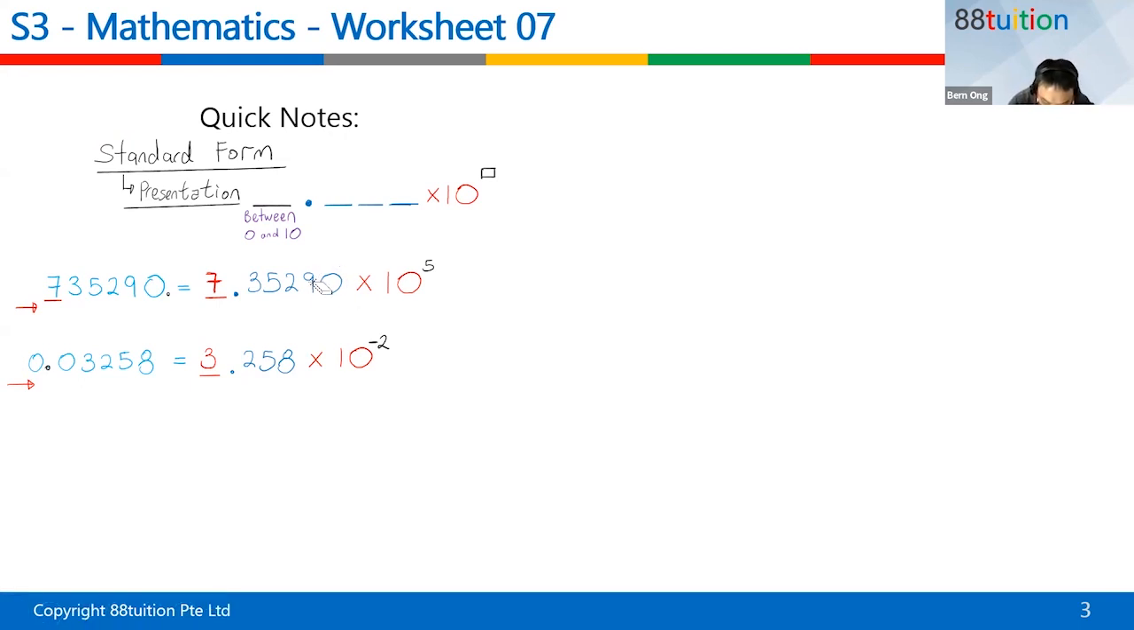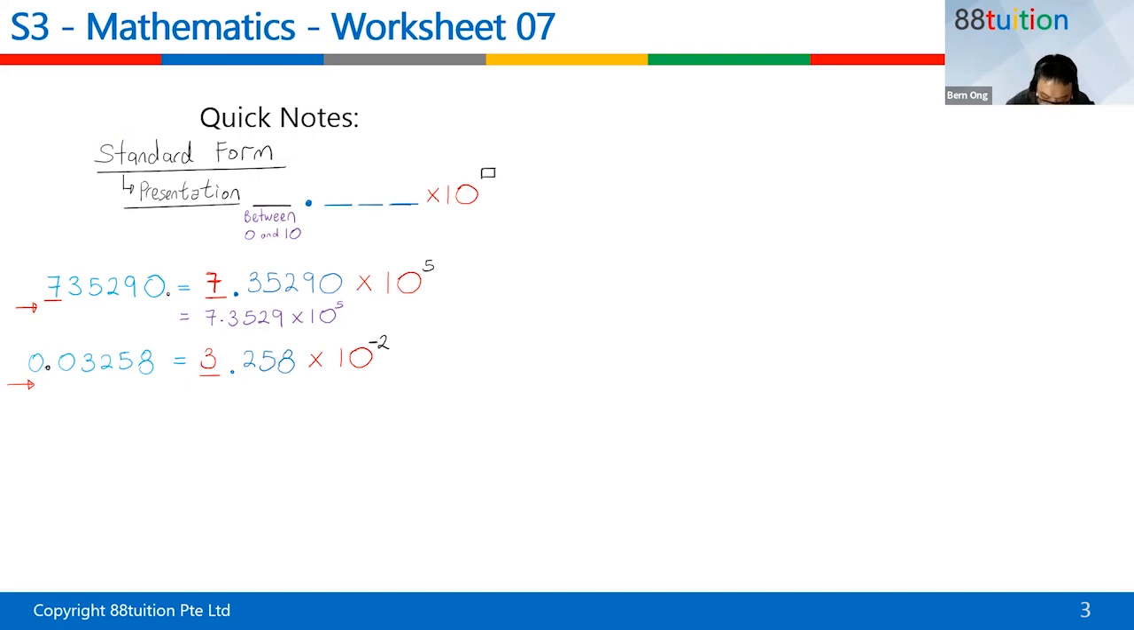And children, down here, there's this 0. How do you handle it? Don't worry. You can just present it as 7.3529 times 10 to the power of 5, like that. It's okay. Doesn't matter.